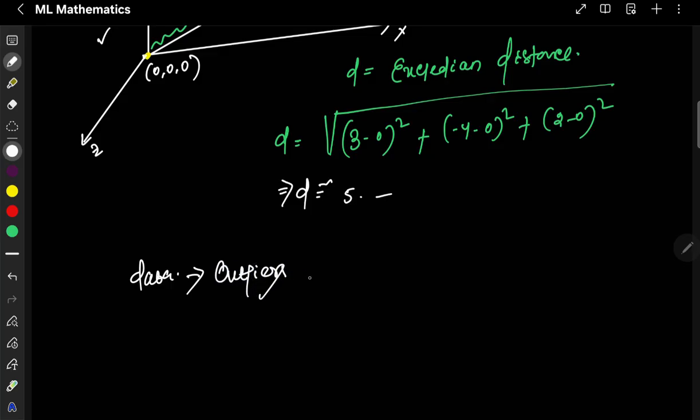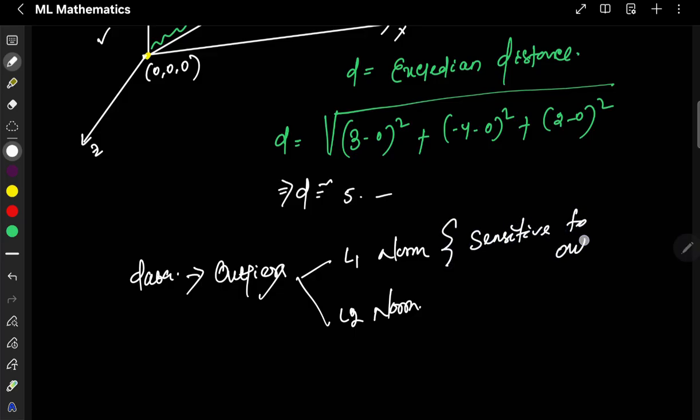So out of the two, when it comes to L1 norm and L2 norm, which one do you think has some kind of sensitivity towards what is called an outlier? The L1 norm is very much sensitive to outliers. Hopefully you guys know what outlier means.